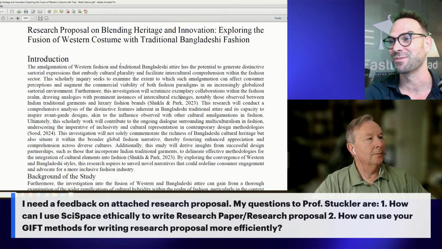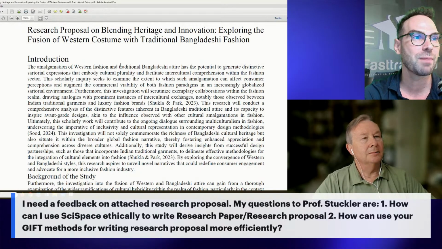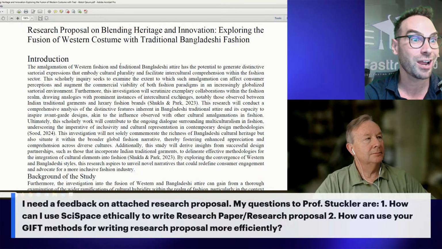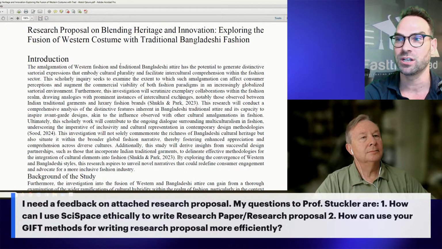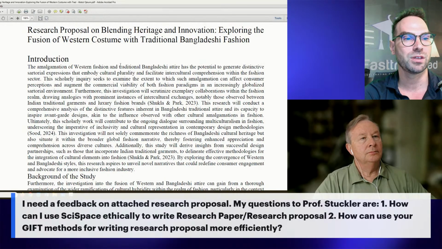I don't know if you've come across our gift method, but the G is for the gap. You have to have very, very good clarity on the gap. The I is for your idea or intervention, what it needs to come into contact with your gap. The F is for feasibility. You've got to prove to us you can actually do what you're proposing. And the T is for a timeline.